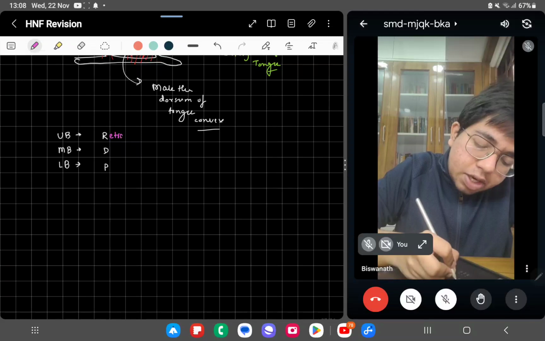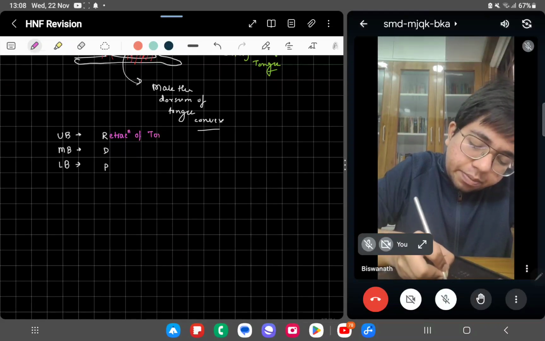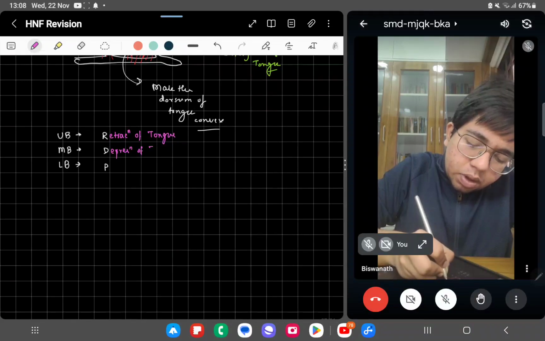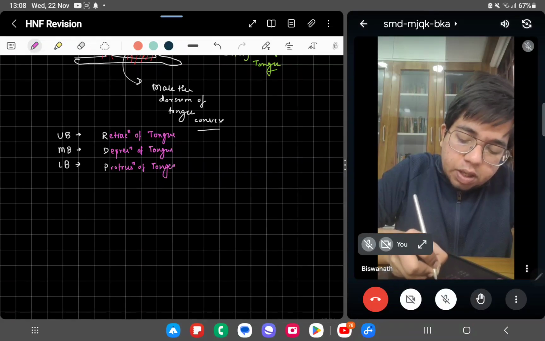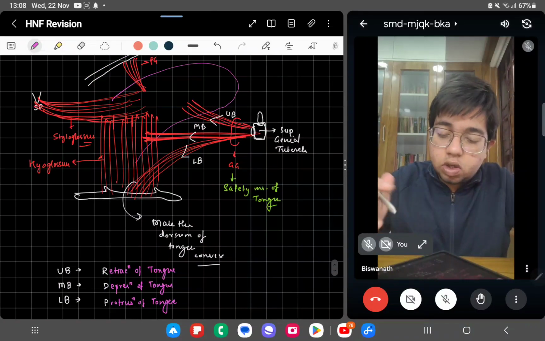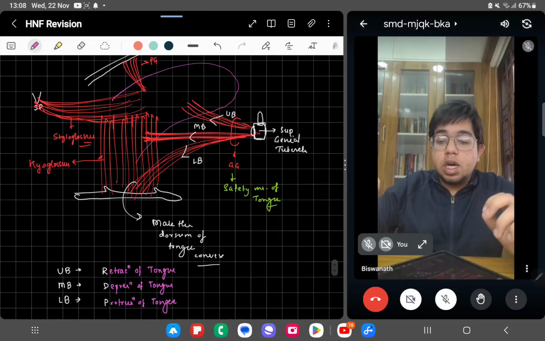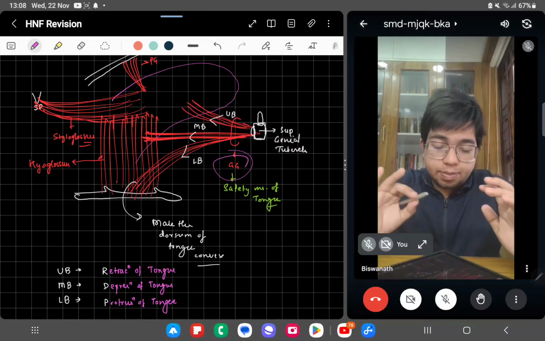R is the retraction of the tongue, D is the depression of the tongue, and P is the protrusion of the tongue. So these are the actions of the genioglossus muscle.